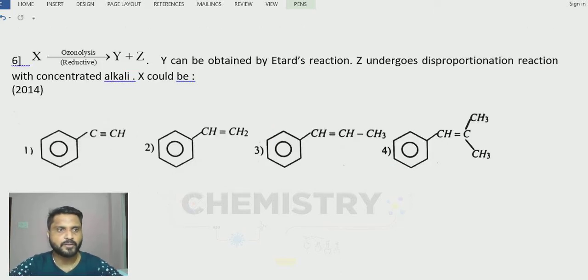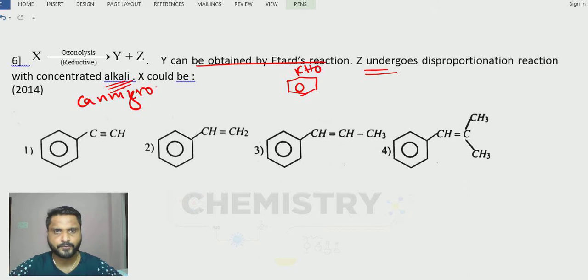Question number 6. X on reductive ozonolysis gives Y plus Z. Y can be obtained from the Etard reaction. In the Etard reaction, toluene is converted into benzaldehyde, and Z undergoes a disproportionation reaction with concentrated alkali. Remember the aldehyde ketone chapter: disproportionation is the Cannizzaro reaction. Now here, what is the answer? I'll take the answer directly.